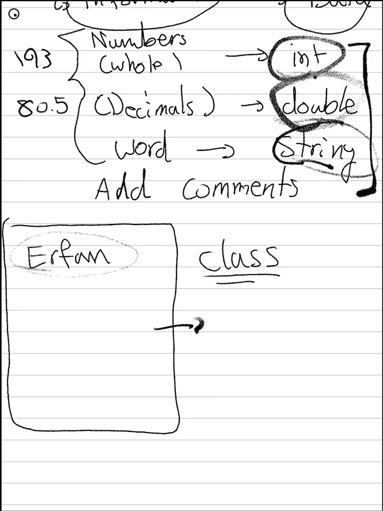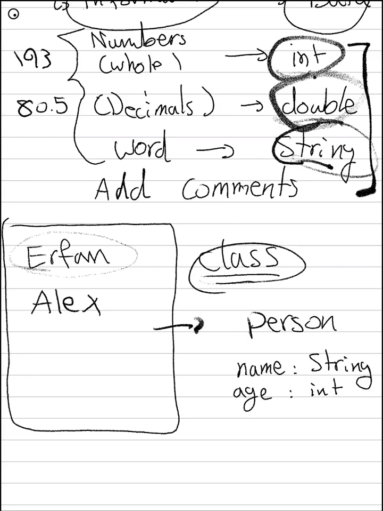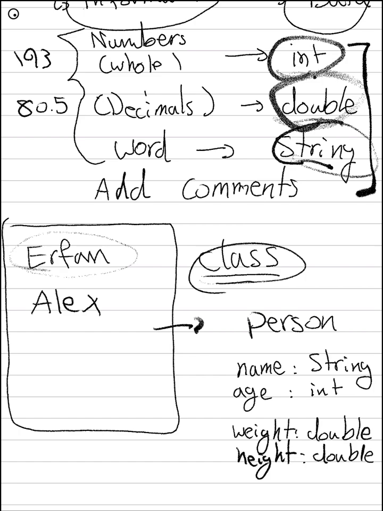So, for example, if we want to represent Irfan or Alex or someone else, we would have a class person. So, a person will have a name as a string, age as an int, they might have a weight. And what would you consider the data type for a weight to be? Double. Yeah, precisely, because it's not going to be a whole number. And then perhaps a height as well. What do you think is a good data type for a height? I think that's going to be a double. Yeah, I would agree. I think a double would make perfect sense.